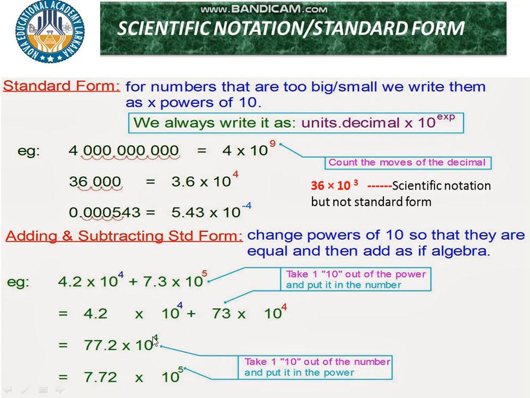So the power will be the same. So 77.2 into 10 power 4, this is the right method. Or you can change it into the standard form, which is 7.72 into 10 power 5.